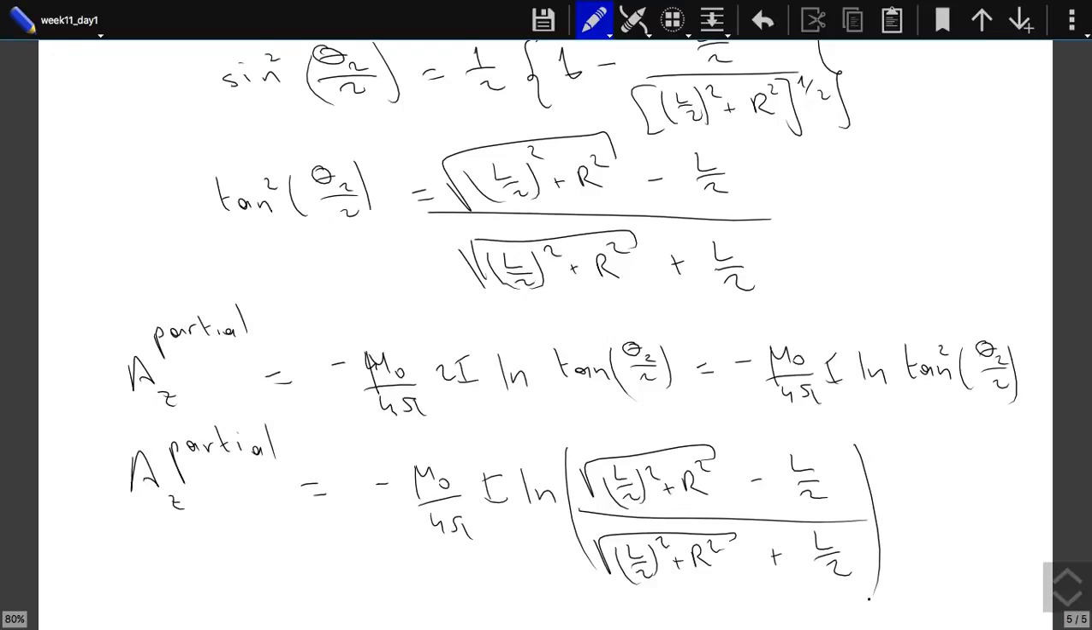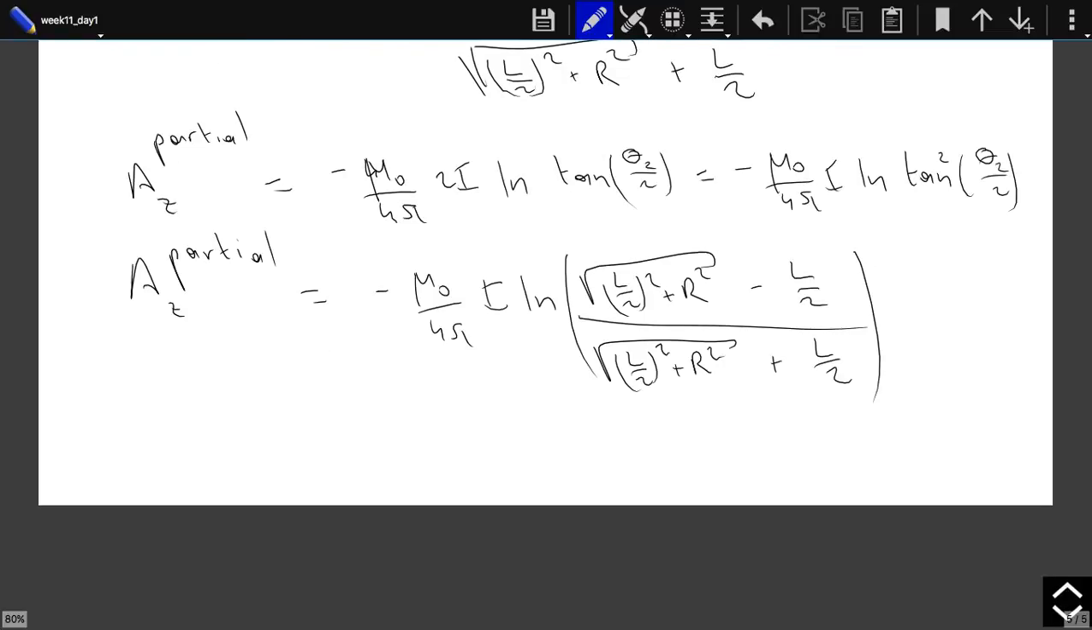Well, up to this point, not much improvement. You see, basically, if you take the limit L goes to infinity, this just becomes infinite. This becomes 0. 0 over infinite is just 0. Logarithm of 0 is infinite. So we didn't really resolve anything yet.